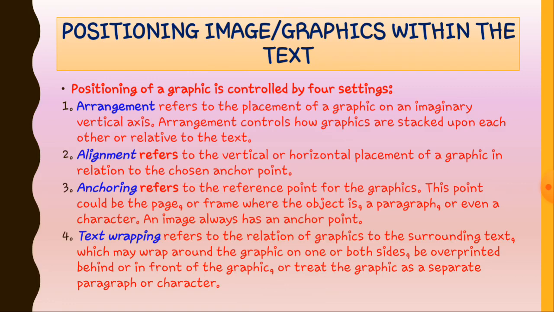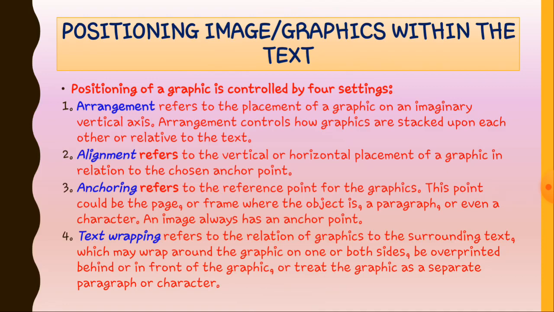That is called what? Alignment. It is the same as in Word, where two options are there: send to back, bring to front. This is the arrangement in Word. Here also we have the same options in the arrangement. Alignment is nothing but vertical or horizontal alignment. Vertical means top, bottom. Horizontal means left, right. These are the alignments you can do for the graphic within the text.